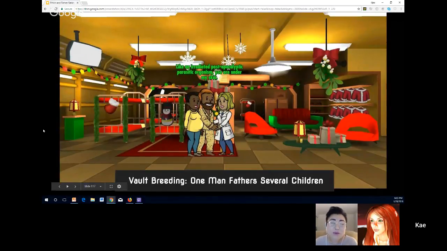Okay, so I wanted to show an example of how corrupt this game is. So here's a scene where I put this man with two women in the vault room. Okay, this is the barrack room. And he says to one woman, like an irradiated post-apocalyptic parasitic organism, you are under my skin. Okay, so that's kind of gross.